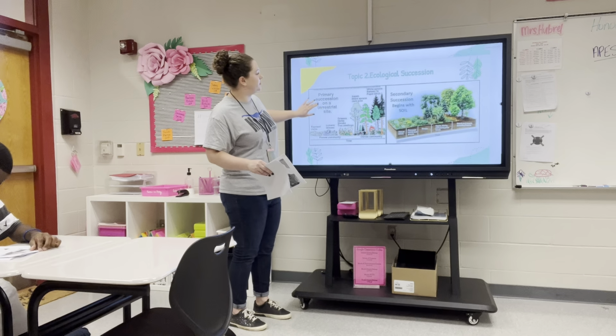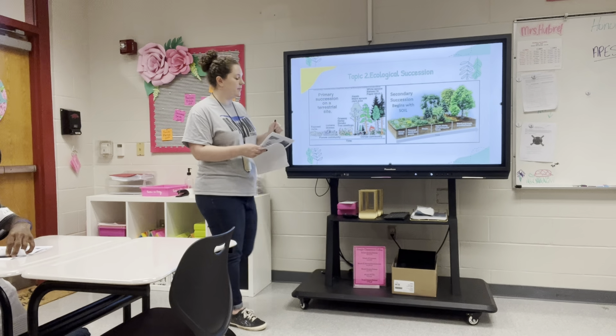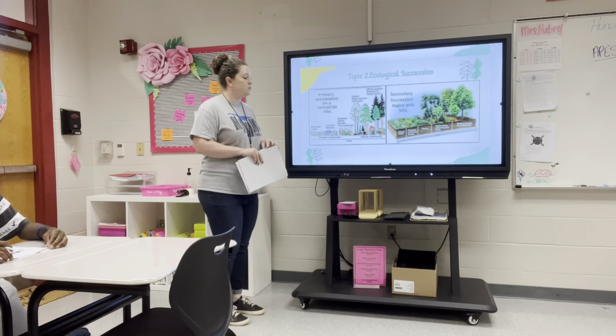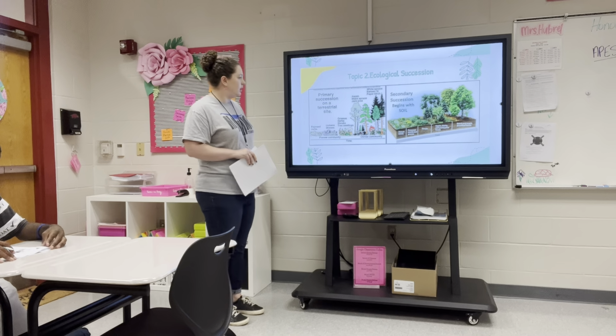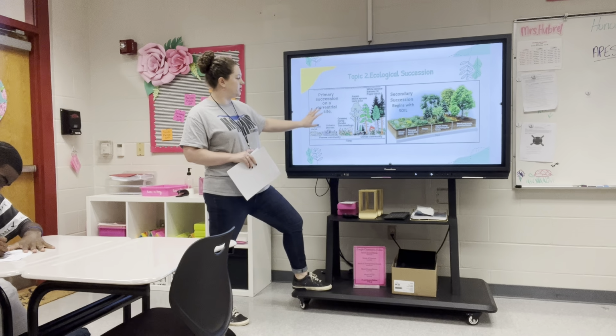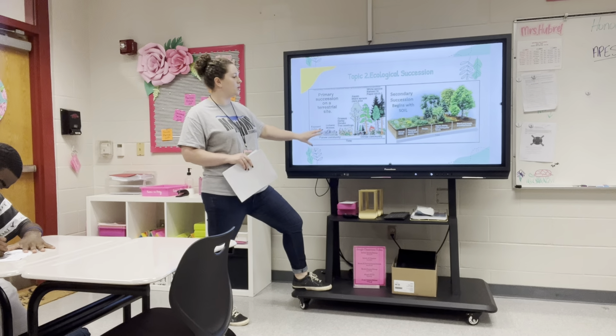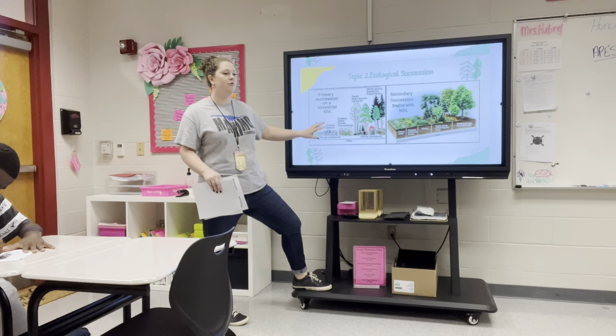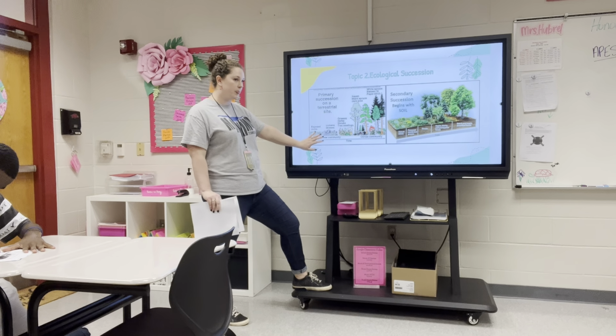And then lastly for unit 2 is going to be primary and secondary succession. Things that you might want to jot down: primary succession is going to grow back from no soil. This is growing back from bare rocks.